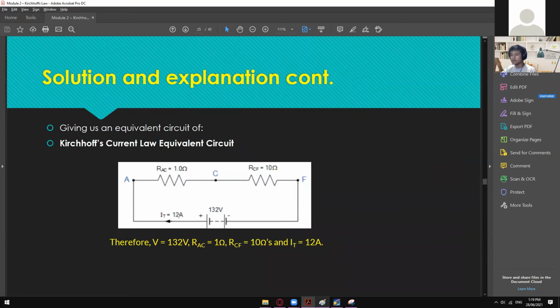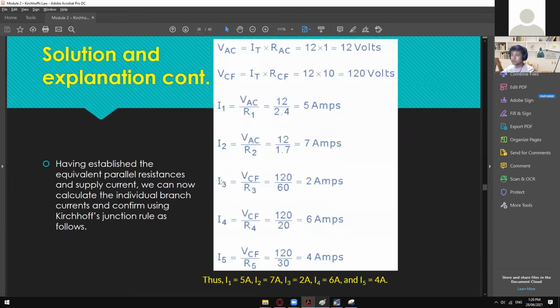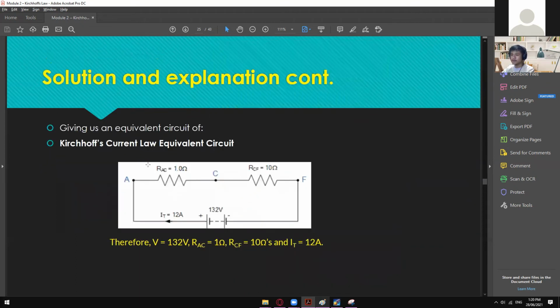So we have I total 12 ohms. The first one is 1 ohm. Second one is 10 ohm. And after that, you can now solve for the individual voltages. In here, in the RAC, of course, we only have one voltage that is flowing since they are in a parallel connection before. The same with the RCF, those three branches, we now have a single voltage value.